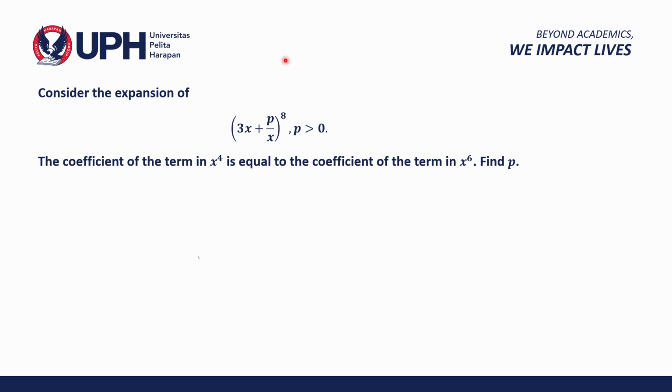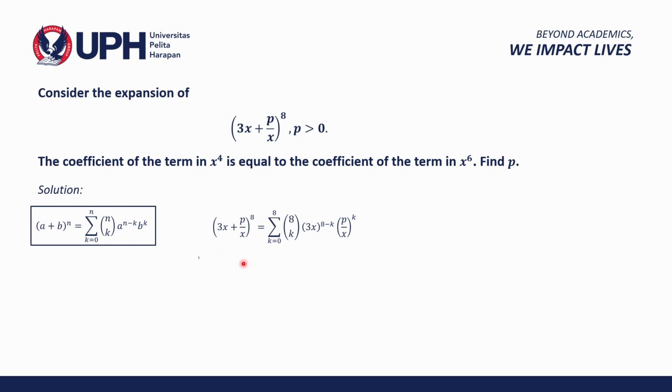To solve this problem, we have the binomial expansion formula. The binomial expansion formula states that (a plus b) to the power of n can be written as the sum from k equals 0 to n of n choose k times a to the power of n minus k times b to the power of k. So in this equation, a is 3x, b is p over x, and n is 8.